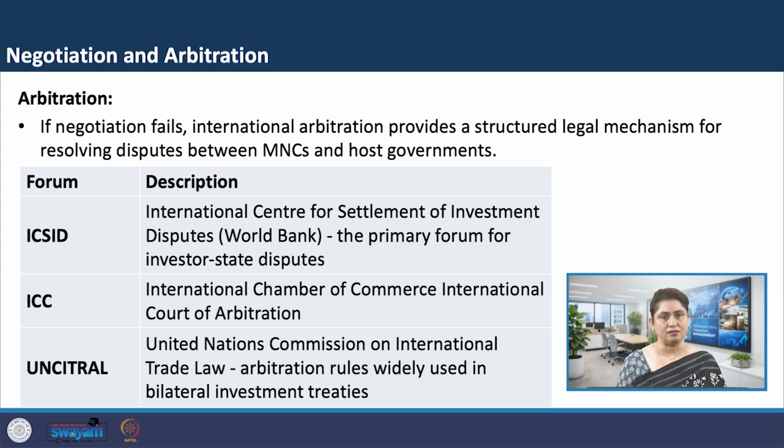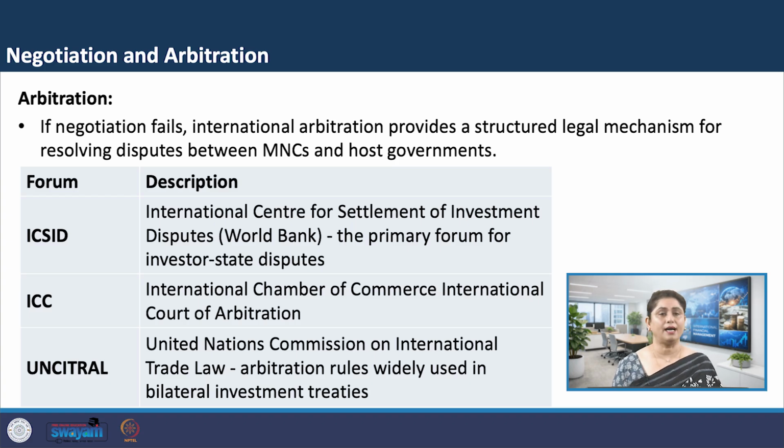If negotiation fails, international arbitration provides a structured legal mechanism for resolving the dispute. Three forums are most relevant for investor state disputes: the ICSID, that is, the International Centre for Settlement of Investment Disputes, which is a part of the World Bank Group. It is the primary global forum for disputes between foreign investors and the host country government. Most bilateral investment treaties specify ICSID as the default arbitration venue.